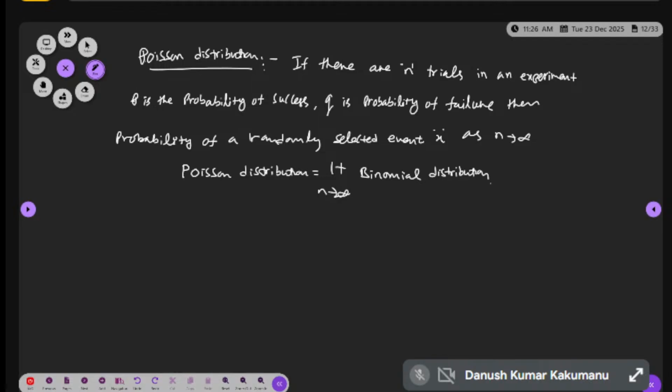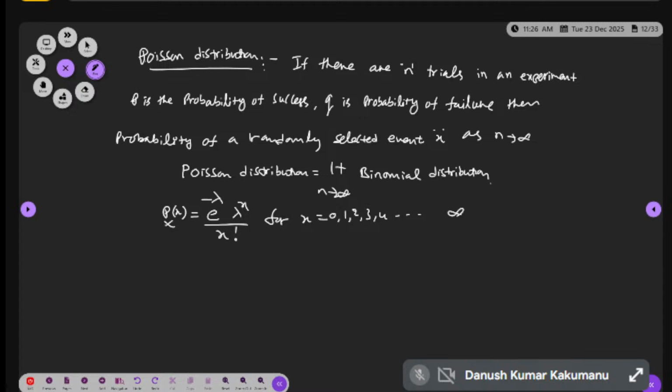Poisson distribution is equal to the limit as n tends to infinity of the binomial. Binomial is for a smaller quantity, Poisson is for a huge quantity. So what is the Poisson distribution formula? P of x is equal to e power minus lambda, lambda power x by x factorial, for x equals 0, 1, 2, 3, 4 and so on to infinity.